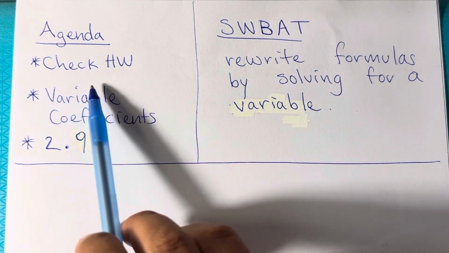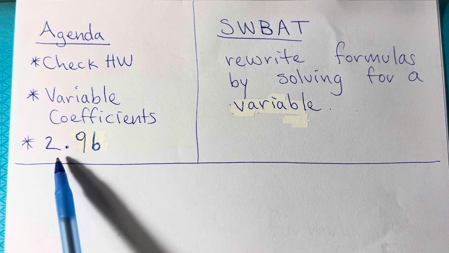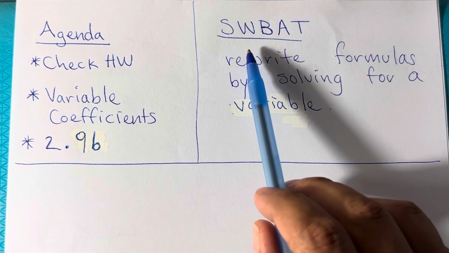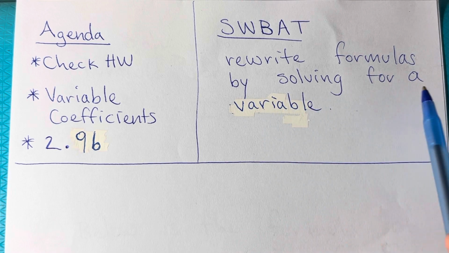Hello students, today's agenda is to check homework. We'll be learning about variable coefficients and you will be able to do 2.9b. Today students will be able to rewrite formulas by solving for a variable.